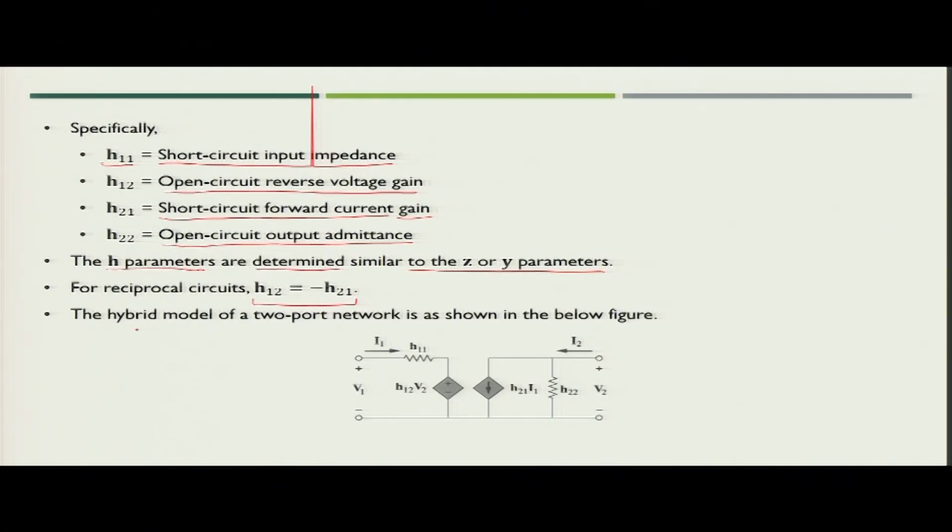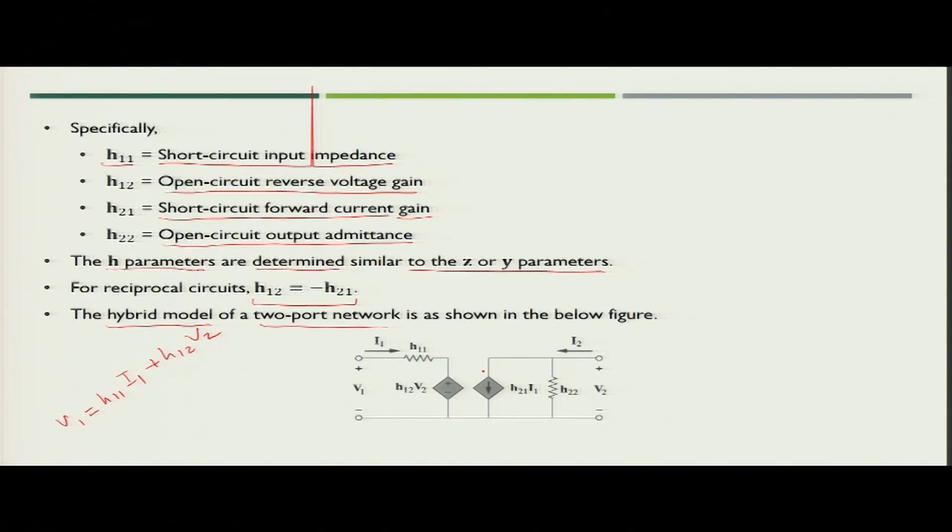So, the hybrid model of a two port network you can define like this. How will you draw this kind of circuit? If you see the first equation, V1 is equal to H11 I1. So, that is H11 multiplied by the current flowing through this, and then you have H12 V2, that is a dependent voltage source. So, it will become H12 V2. This is simply a series combination of the resistor and the dependent voltage source. That is why you define it in terms of voltage V1.